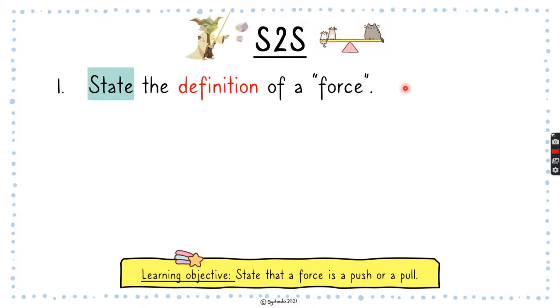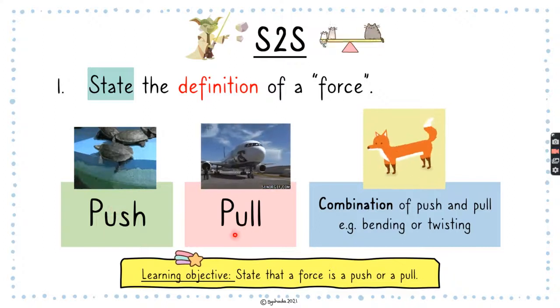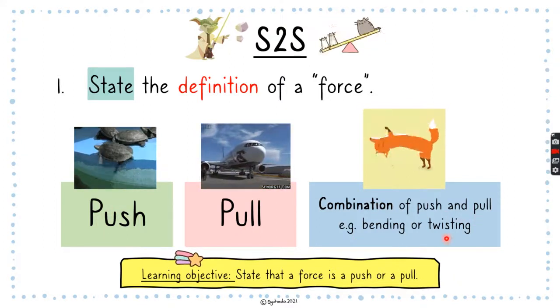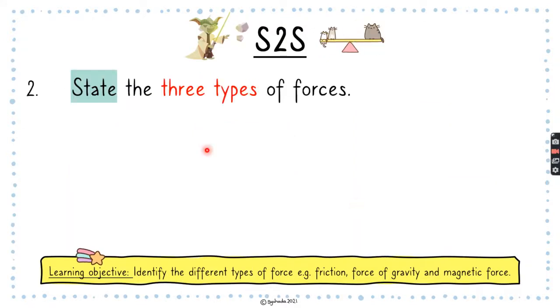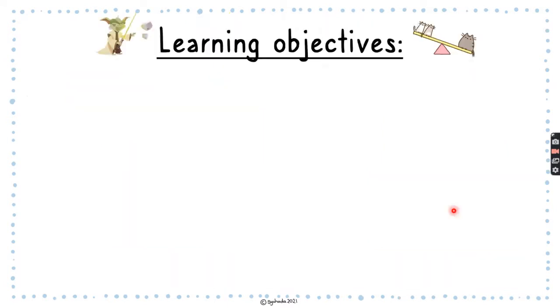Do you guys remember the definition of a force? A force is a push or a pull, or a combination of a push and a pull. For example, bending or twisting. And the second learning objective was to state the 3 types of forces. And the 3 types of forces that we learned were gravity, the force of friction, and magnetic force.